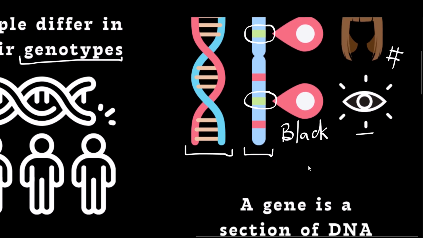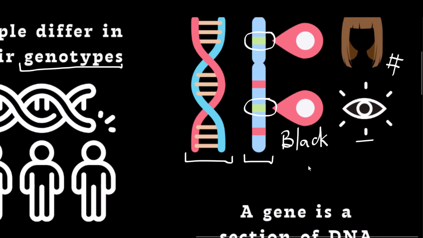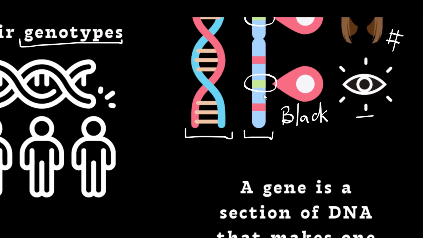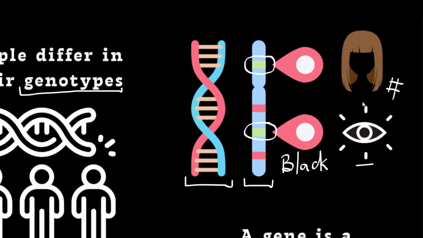So what exactly is a gene? A gene is just a section of a DNA that makes one kind of protein. And the kind of protein that is made influences the character that we see in the person. So this section that codes for a particular protein is what we are referring to as the gene. And trust me, the probability of forming a different kind or flavor of character is extremely wild.